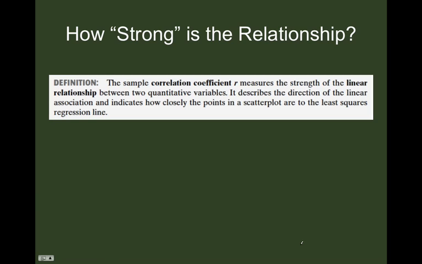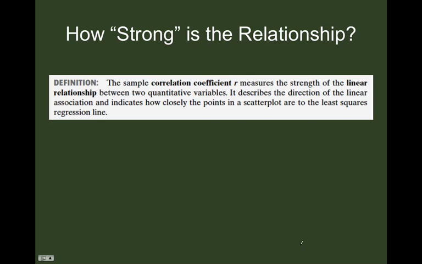Now, there are several different numbers that we look at. And a lot of times I think about regression analysis like putting together the pieces of a puzzle. When all the pieces fit together, then we say we have a good model and we have an appropriate model. One of the other pieces of the puzzle is this thing that we call the correlation coefficient, R. And R measures the strength of the linear relationship between two quantitative variables. And it describes the direction of the linear association, and it indicates how closely the points in a scatter plot are to the least squares regression line.